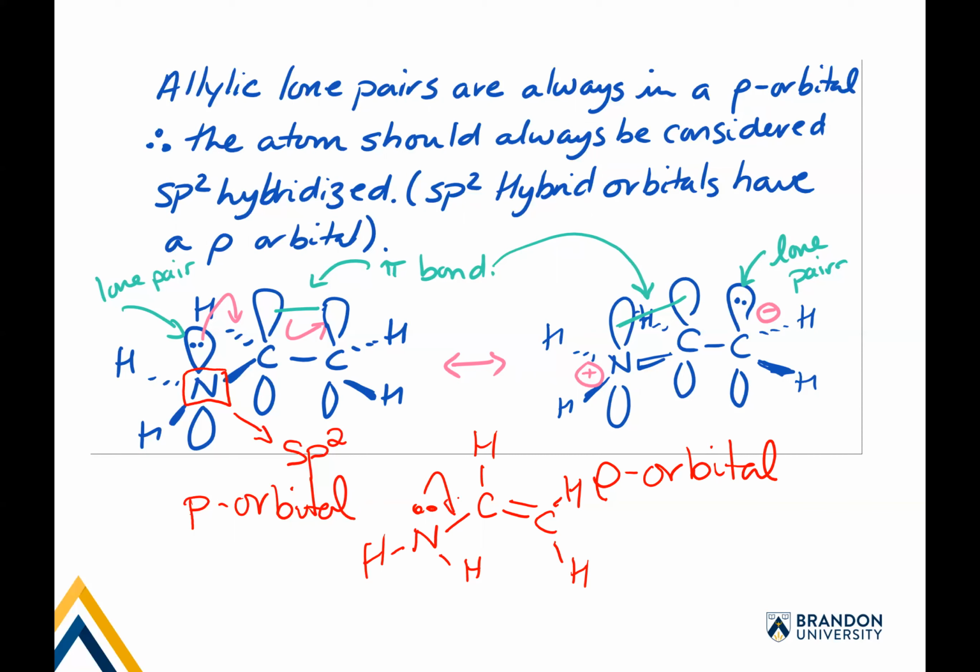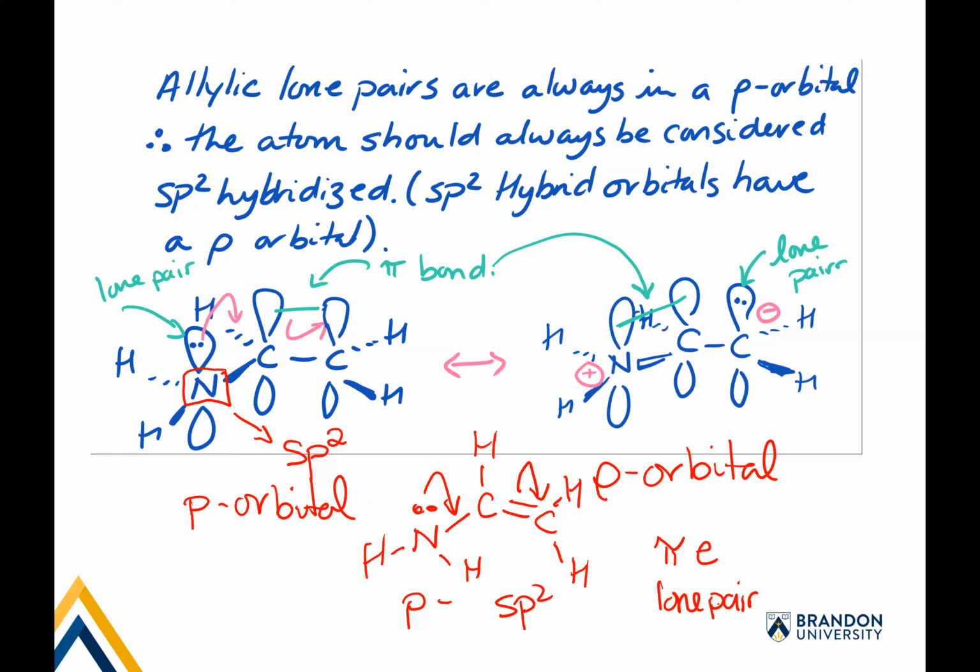Because these electrons can be delocalized into this pi system, this means that they need to be in a p orbital. And if they're in a p orbital, this will have to be, in this case, sp2 hybridized. Because remember, with resonance structures, it's only the movement of pi electrons and lone pairs. You do not change the shape of the molecule. You do not change any atoms in the molecule.